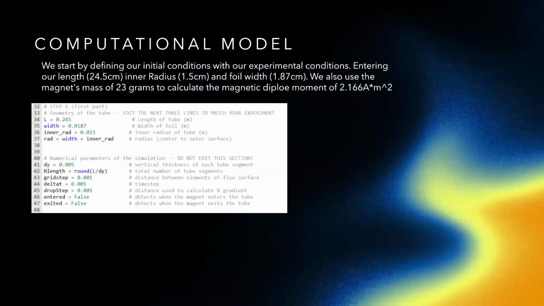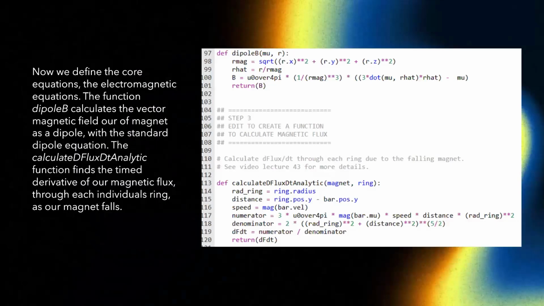Computational model. We start by defining our initial conditions with our experimental conditions, entering our given length of 24.5 centimeters, our inner radius of 1.5 centimeters, and a foil width of 1.87 centimeters. We also use the magnet's mass of 23 grams to calculate the magnetic dipole moment of approximately 2.166 amps per meter squared. Now we can define the core electromagnetic equations.